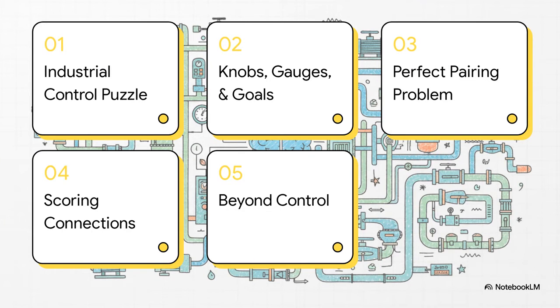So here's our game plan. First, we're going to unpack this whole industrial control puzzle. Then, we'll figure out what our goals are and what tools we have, our knobs and gauges. After that, we'll tackle what's called the perfect pairing problem, discover a really cool way to score the best connections, and finally, we'll zoom out and look beyond simple control to the big world of optimization.